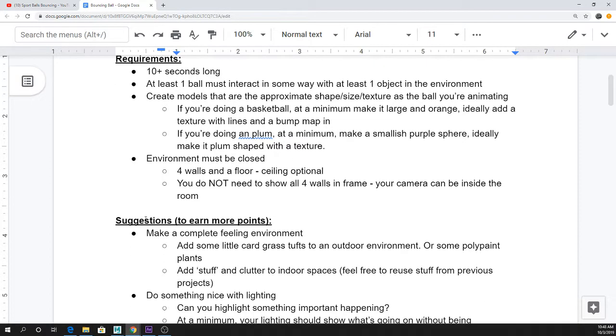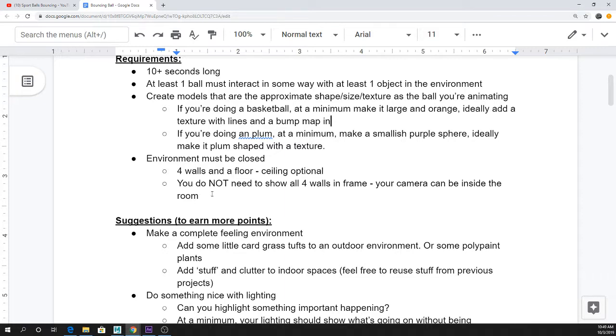Apart from that, your environment must be closed. And by that, I just mean 4 walls and a floor. I don't care if you have a ceiling. I care only if I can see out of your empty box into the nothingness behind it. But I know a lot of people like dropping things in from above. Basically the goal here is to not have your balls be able to roll off of a ledge and vanish from your scene.